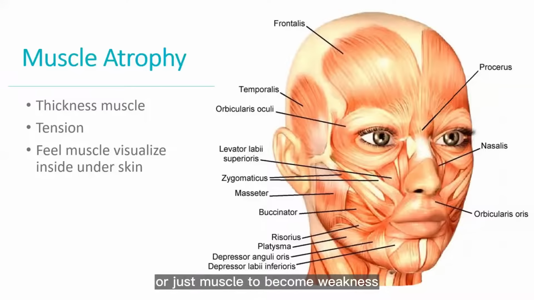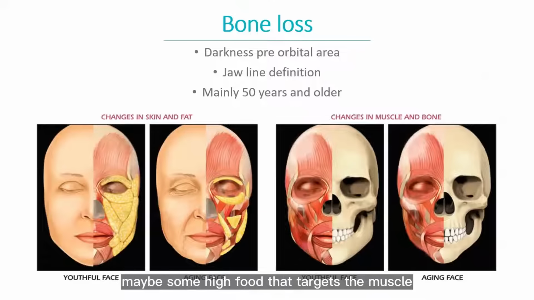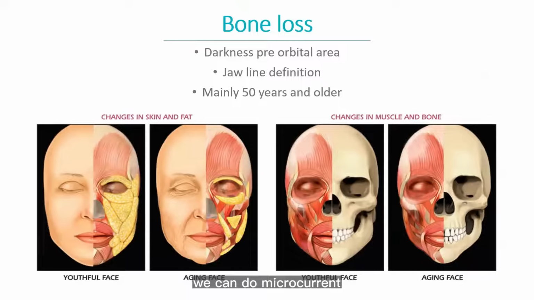Muscle atrophy, or just muscles becoming weak. As we can see, we have so many muscles on the face, and you should know every single muscle on the face, again, the anatomy of the skin, and they become weaker throughout time. The thickness is not the same, the tension is not the same. So we can now visualize also that the face is not looking youthful and good. And this is when we're going to do maybe some HIFU that targets the muscle, high intensity focused ultrasound that's going to help tighten the SMAS layer. We can do microcurrent. It also works with the tension and making those muscles stronger.